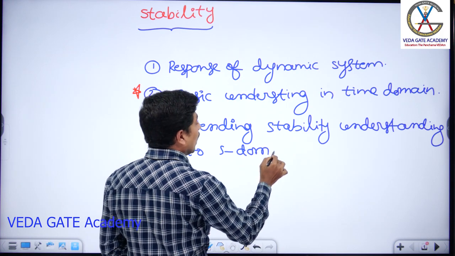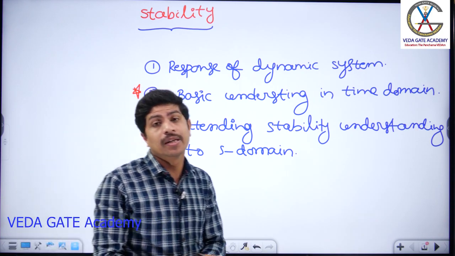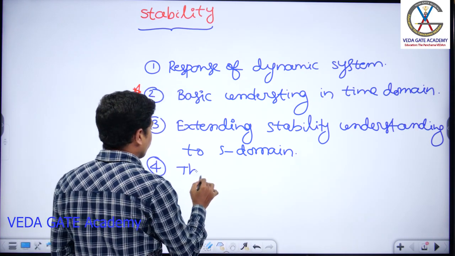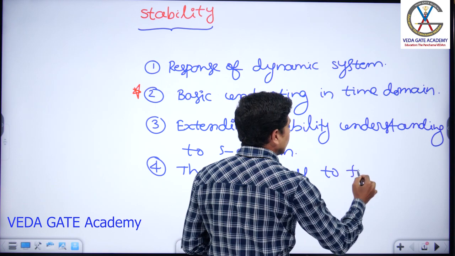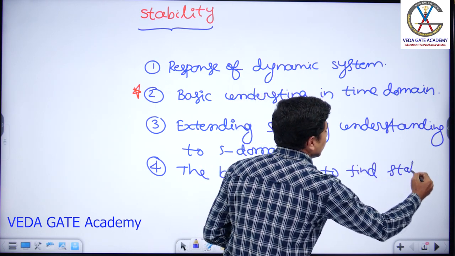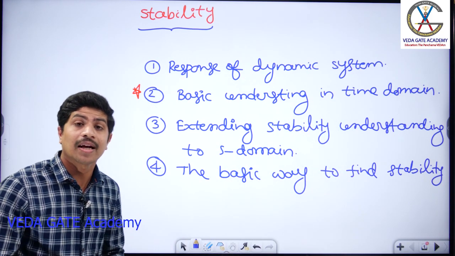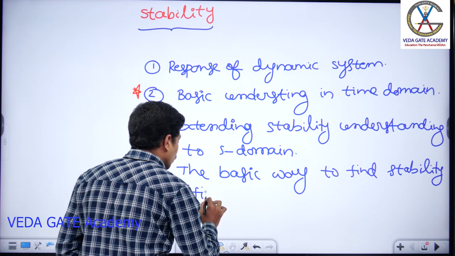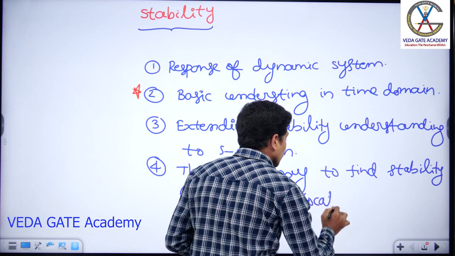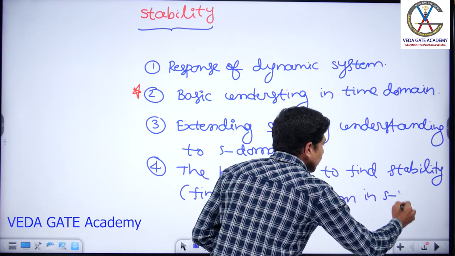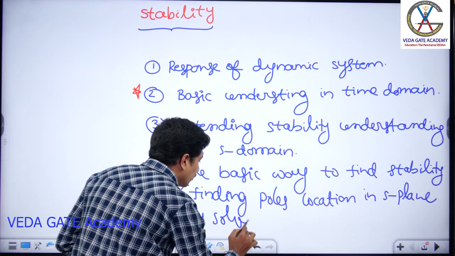In the S domain, again, we have a few more things to do. That is the basic way of finding stability by using the S domain. What is the basic way to find stability in the S domain? Finding the pole locations in the S plane by solving the characteristic equation.